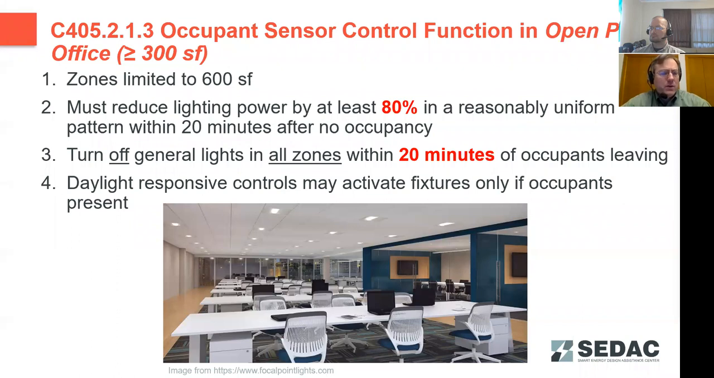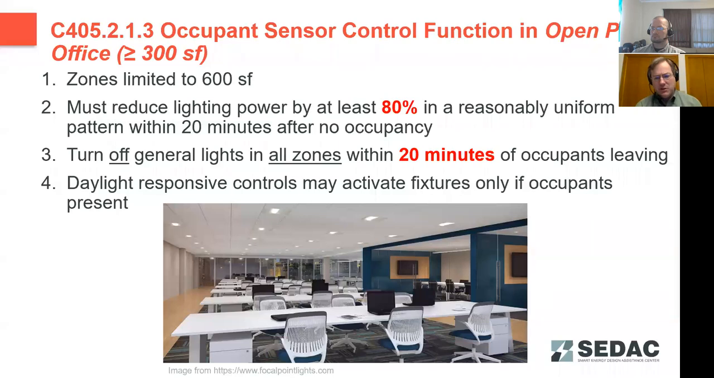And these next two requirements kind of work hand in glove. First, we have to reduce the lighting power by at least 80% when there is no occupancy detected in a single zone within 20 minutes. And then the next requirement is once there is no occupancy detected in any of the zones for the open plan office area, then the remaining 20% needs to be turned off.